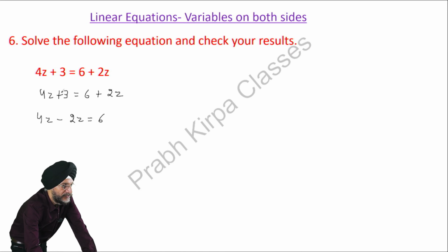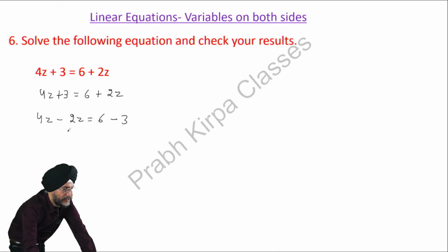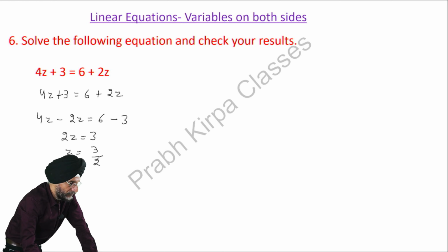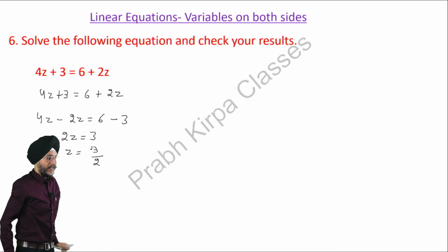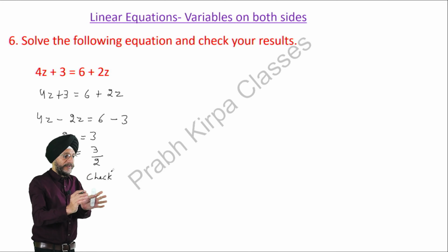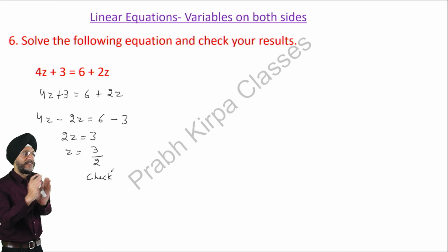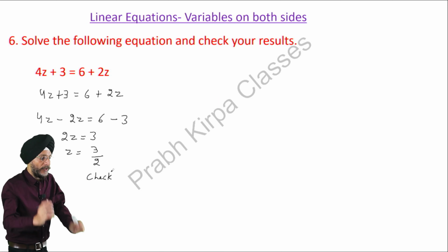Here 6, 3 will go to right hand side. This is positive, it becomes negative when it goes to the other side. So 4z minus 2z, it becomes 2z is equal to 6 minus 3, it becomes 3. So z becomes 3 over 2. So we have arrived at the value of z. Now we are to check. What are we to check? We are to check whether if we fill the value of z in left hand side and then in right hand side, both these expressions are equal.